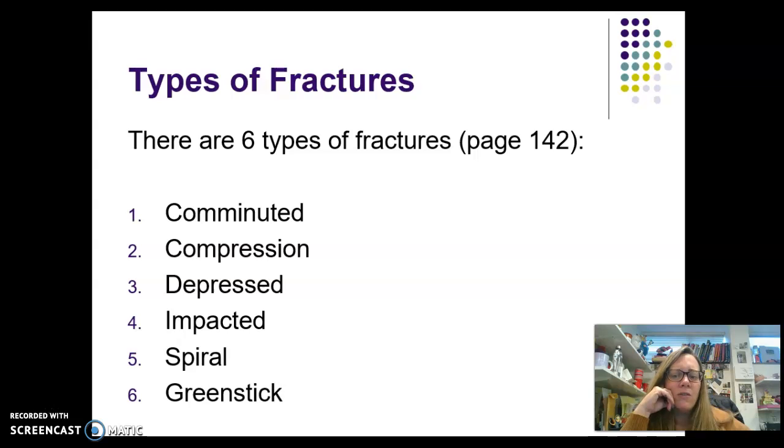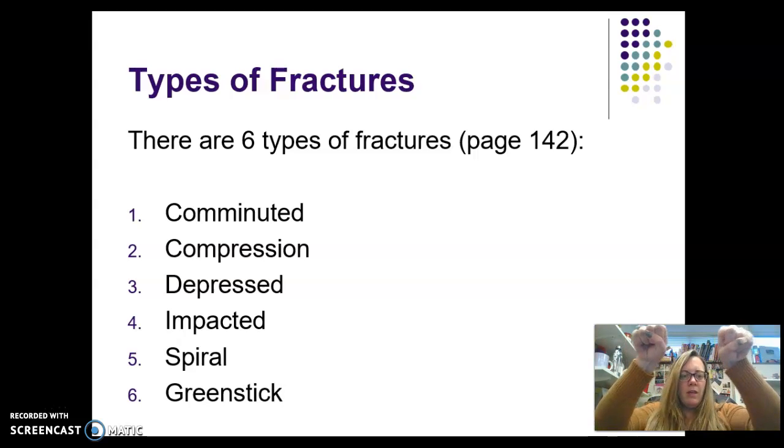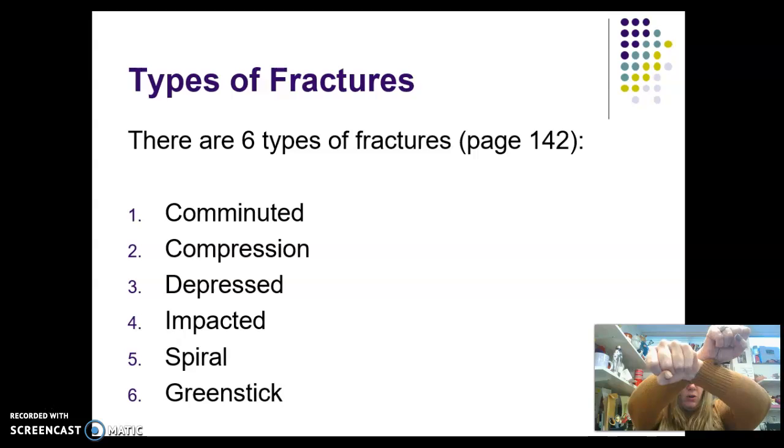There are different types of fractures. Comminuted is when the bone is broken and it's broken into several pieces. Compression is when the bones are broken and then they just squeeze into each other. I believe I'm getting that one right. Depressed is when you have like a skull fracture and it's gone inward. Impacted is when, again, those bones break and then they kind of go across each other in different planes.